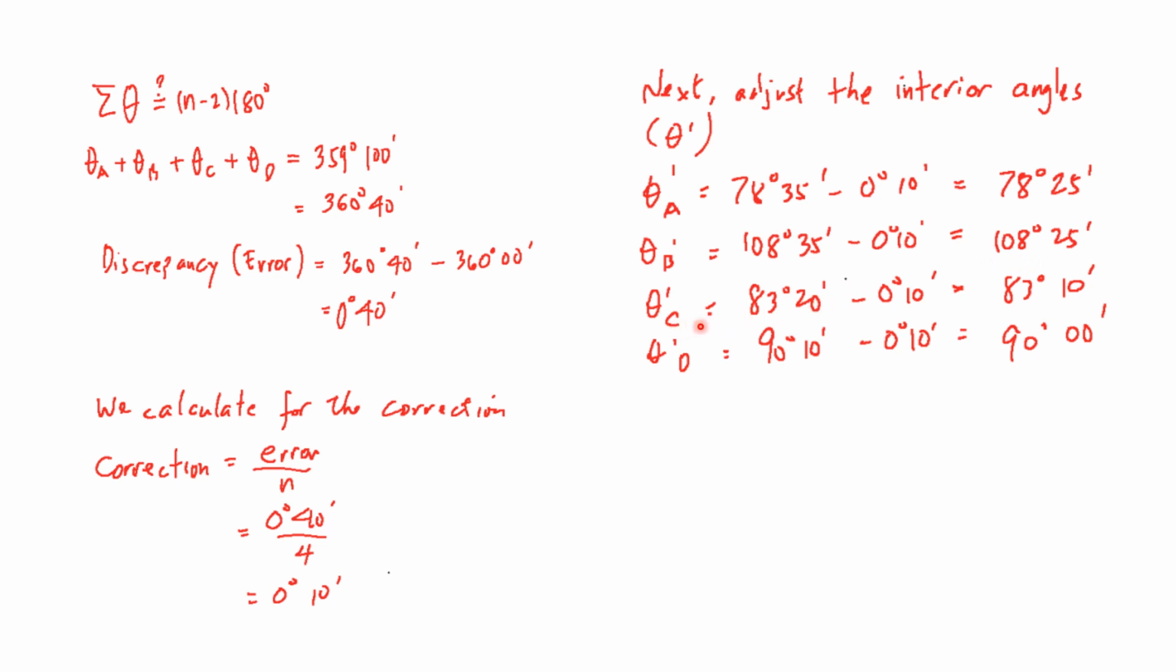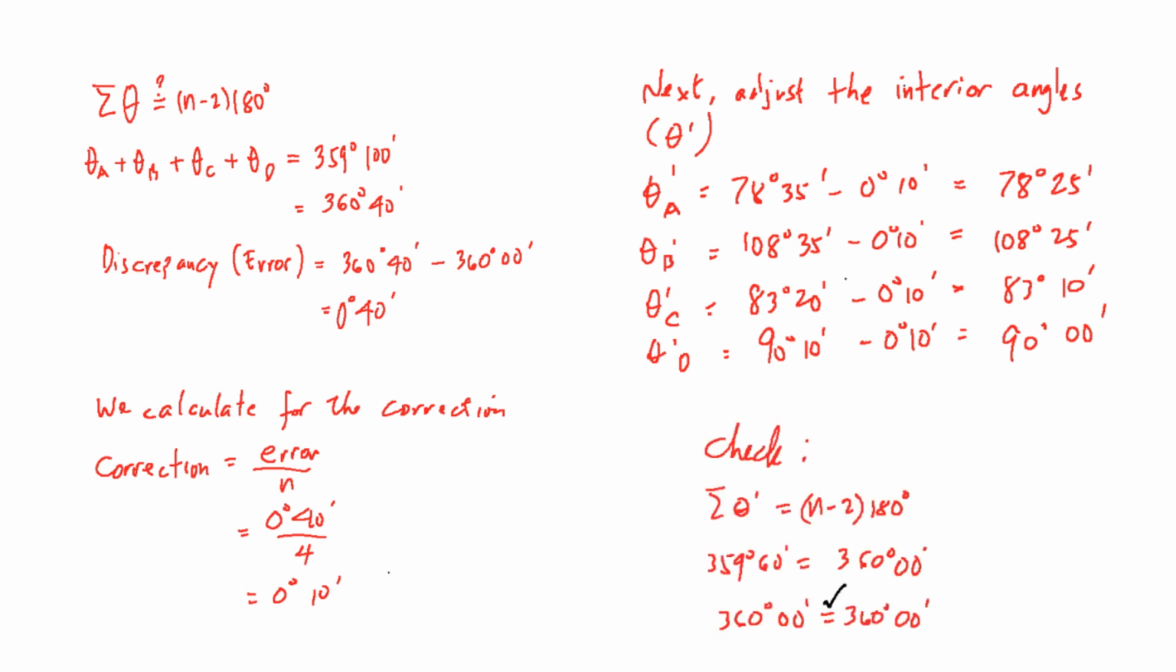For theta C prime, it will be 83 degrees 20 minutes minus 10 minutes, equal to 83 degrees 10 minutes. And finally, for the fourth interior angle, theta D prime, 90 degrees 10 minutes minus 10 minutes equal to 90 degrees 00 minutes. So we then check by adding up all the adjusted interior angles, and the sum will be equal to 360 degrees, equal to the required sum for n minus 2 times 180.